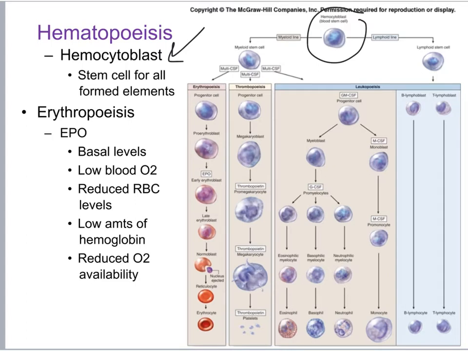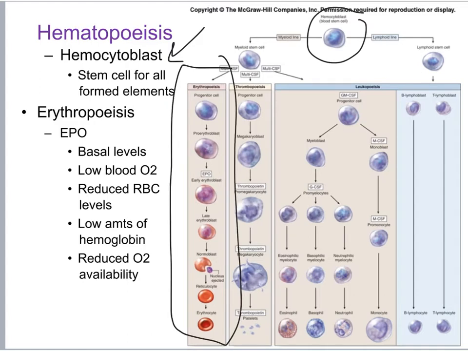Now, erythropoiesis specifically is the process by which we make erythrocytes, or red blood cells. And you can see this on the left side of this chart. Now, I'm not going to require that you memorize the progenitor cell and the proerythroblasts and all that stuff, but I do want you to know some of the main players, what happens during erythropoiesis. And I want you to know specifically that EPO, or erythropoietin, is the hormone released by the kidneys that tells us to make red blood cells, or erythrocytes.